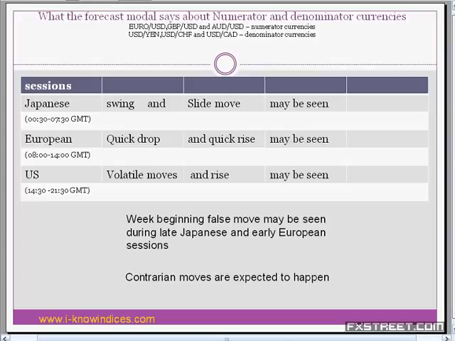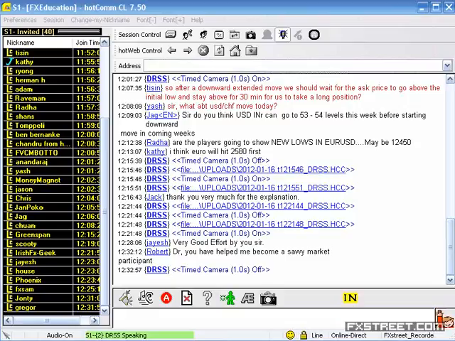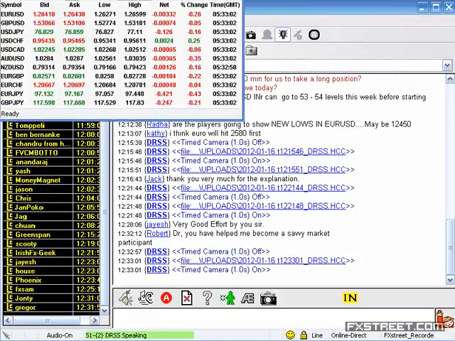Let me minimize the PowerPoint presentation and take up the questions which are asked here. Meanwhile, I'll focus the camera on the live market first page.